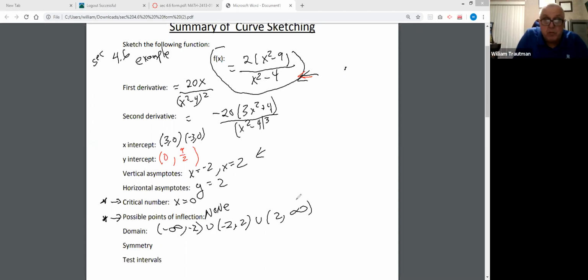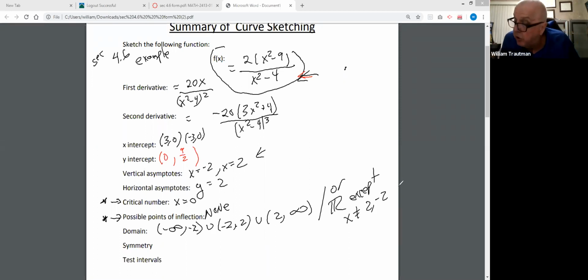You could just write, I mean, this is one way of writing the domain. This is called the interval notation. Or you can just write all real numbers except x cannot equal 2 or -2. So either way is fine writing the domain.